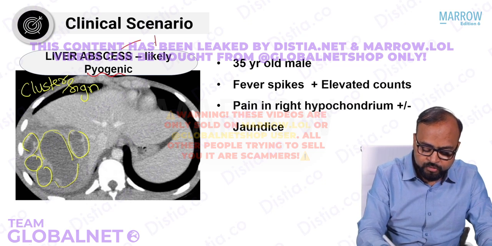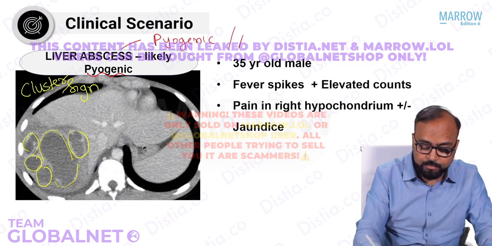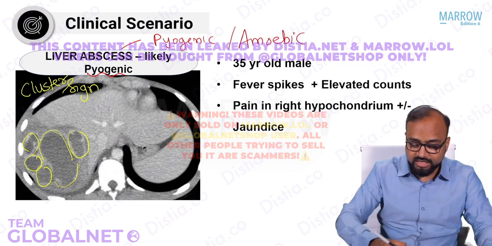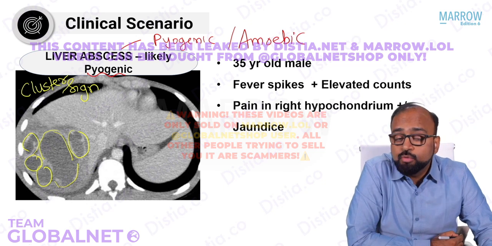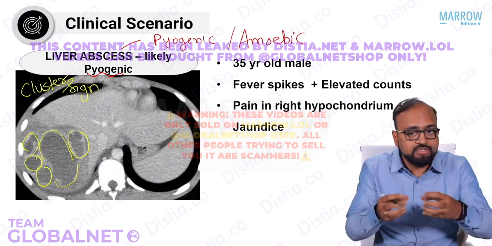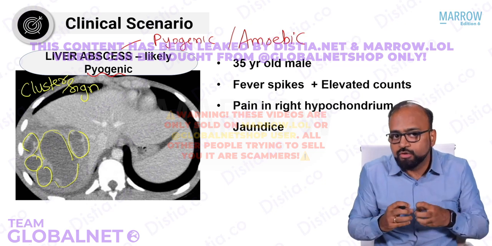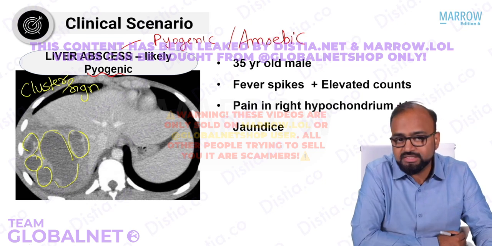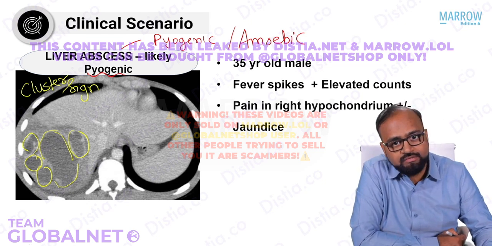A liver abscess can either be pyogenic abscess or an amoebic abscess. Right, a cluster sign, as we are able to see here, is more likely suggestive of a pyogenic liver abscess, in which it is known that small locules of pus actually coalesce together to form a larger abscess. So this cluster sign is more suggestive of pyogenic liver abscesses.